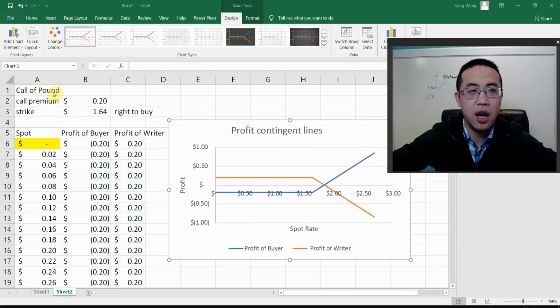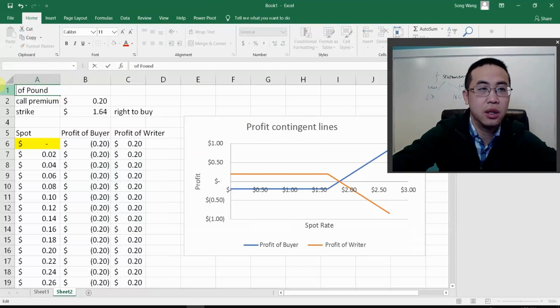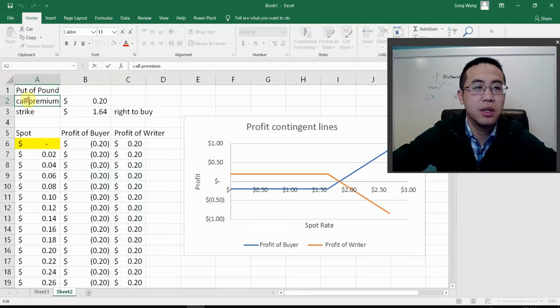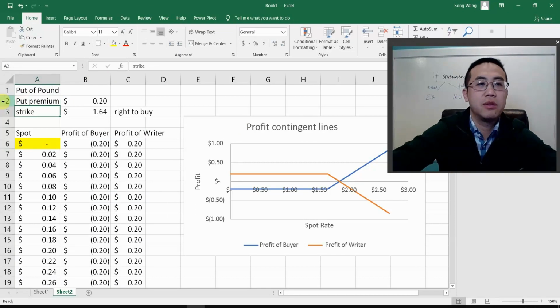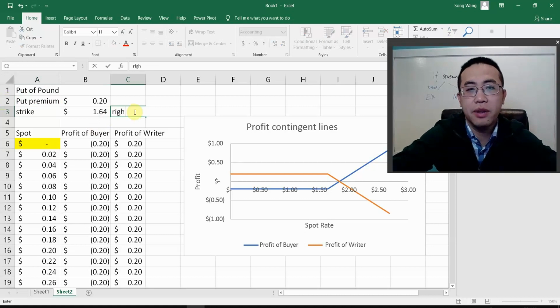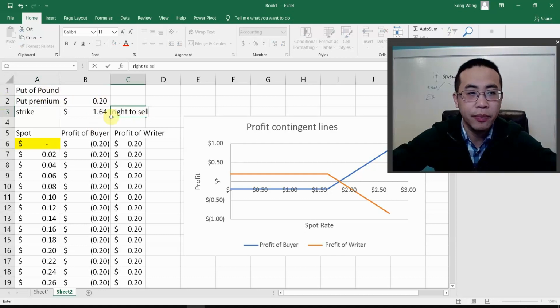All right, now let's work on the put option. So it's basically the same format as we did for the call option. I just need to change the names from call to put. So it's a put option of a bond, and the buyers pay put premium, and you also have the strike price. But this time, the put option gives the buyer the right to sell. That's right, the put option gives the option buyer the right to sell the assets. And what is the underlying asset? That's right, it's the British pound.